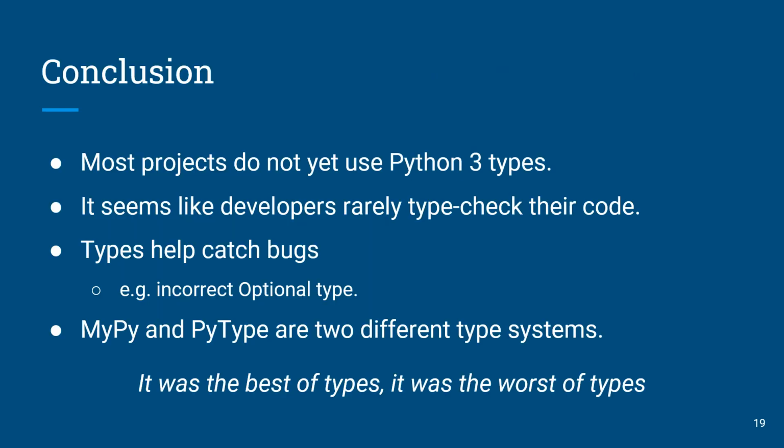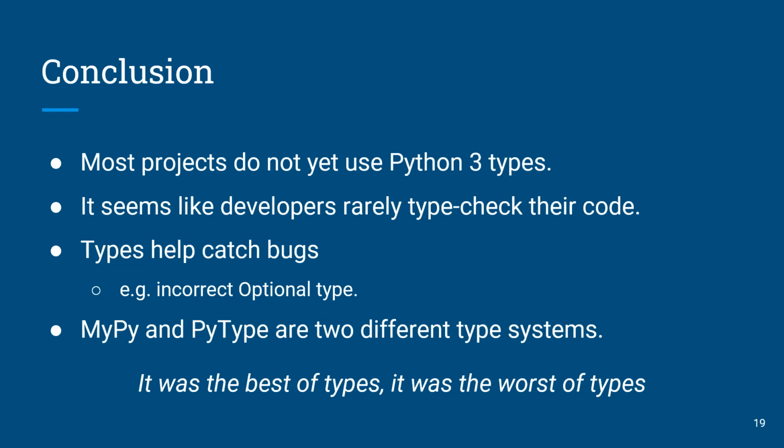Conclusion. First, we found that most open source projects do not yet use Python 3 types. Those that do use types are rarely type checked. Next, it seems like developers rarely type check their code. MyPy may be too conservative and produce false positive warnings more often than catching actual runtime errors. PyType behaves more like a static analysis tool, but also produces false positive warnings. Developers may ignore warnings and use annotation as documentation only.